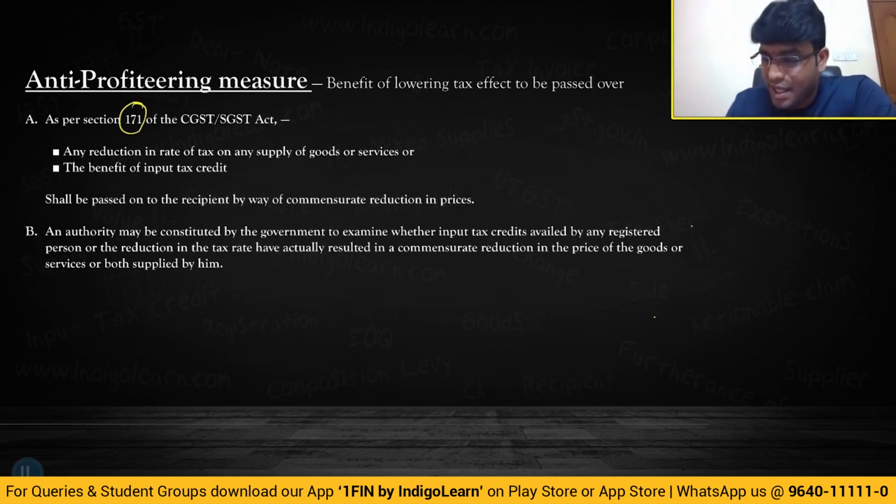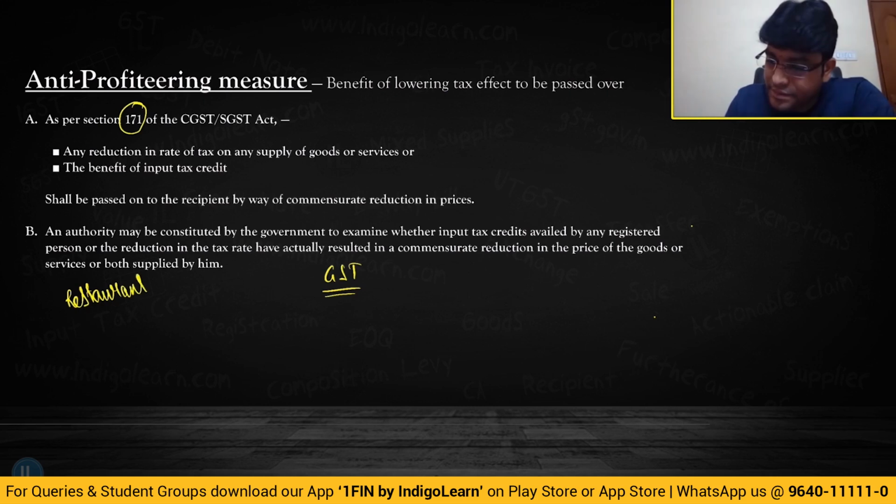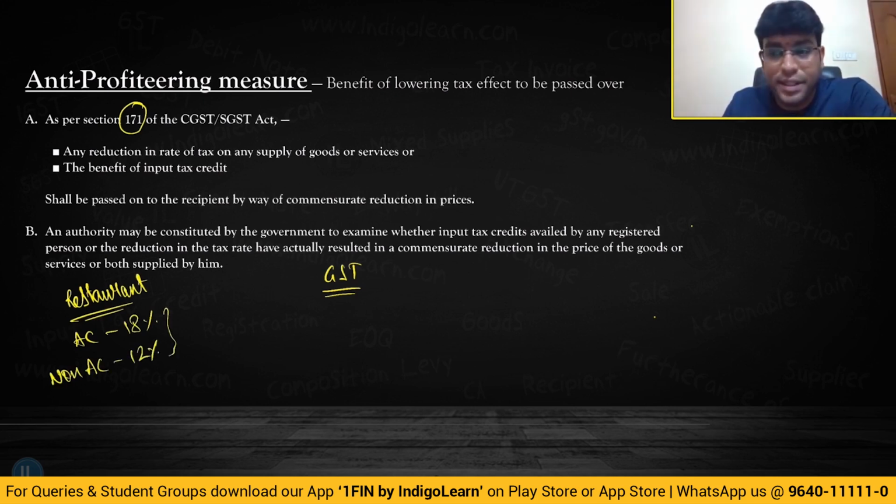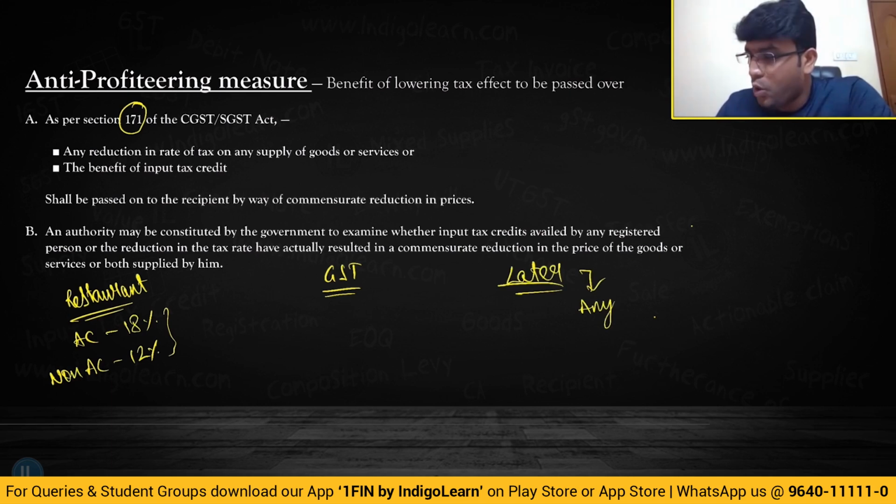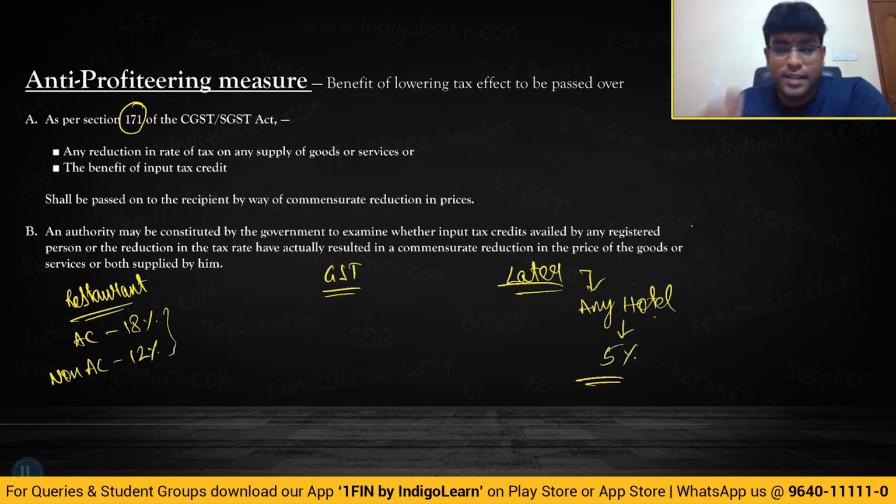What is that? Sir, one point I'll tell you, sir. When GST law started, in case of restaurants, they told AC 18%, non-AC 12%. This is what they told. Later, they changed. Any hotel or restaurant, straight away GST is 5%. This is how they changed.